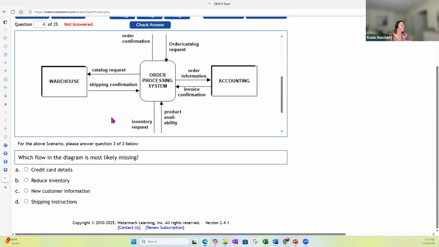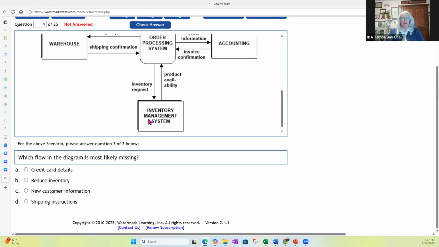Okay. So remember we're talking about the order processing system. So anything that's not related directly to the order processing system should be eliminated. Credit card details, maybe. Reduce inventory, I think, would be part of this system down here, not between order processing and inventory management. I think it would be isolated down here.